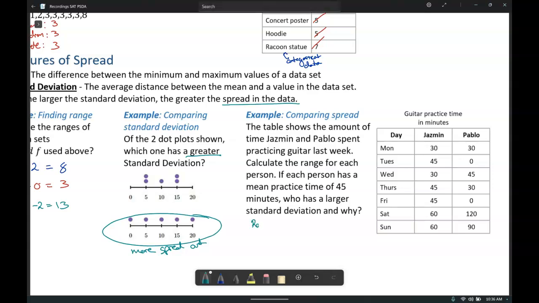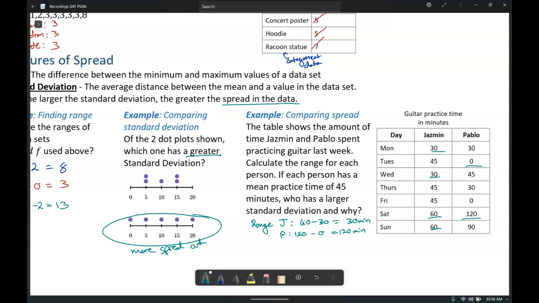If we look at the range for Jasmine, we just take her longest practice time, which is 60 minutes, and subtract her shortest practice time, which is 30 minutes, and Jasmine has a range of 30 minutes. If we look at the range for Pablo, we find his longest practice time is an hour and a half, and his shortest practice time is 0. So when we find that difference, Pablo has a larger range of 120 minutes.